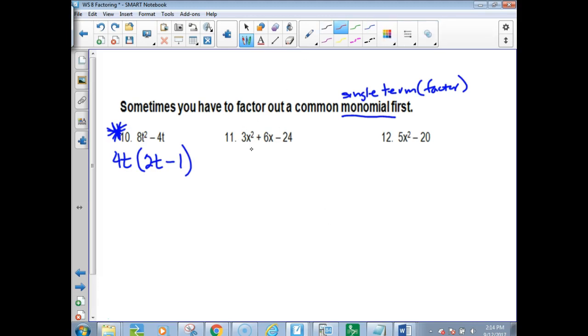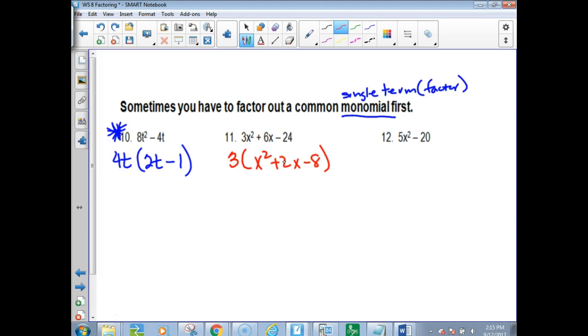Now, some of you that already knew how to factor may have gone ahead, and you may have not completely factored. Because the first step is to look for any number that you could divide by, or any term you could divide by in each of the terms. All of those are divisible by 3, so you have to factor out a 3 first, which would leave you with 3 parentheses x squared plus 2x minus 8.